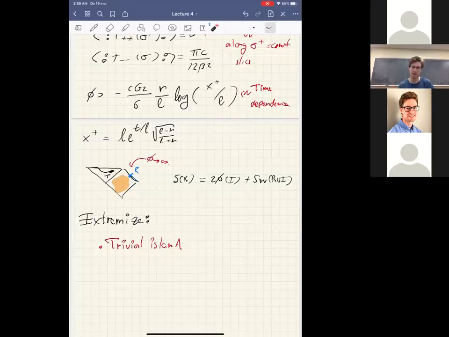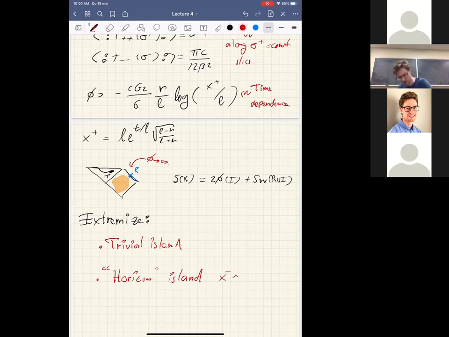So this would really be the thermal result that you initially expect. But then what happens is that in principle, there can also be a second non-trivial island, which I will call the horizon island, because it's very closely located to the horizon. So in terms of the x coordinates, this island is located at x minus roughly 0, which corresponds to this region here. And in terms of the x plus coordinates, it looks as follows.